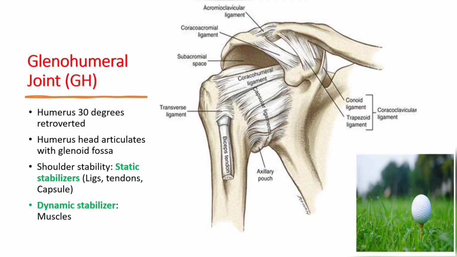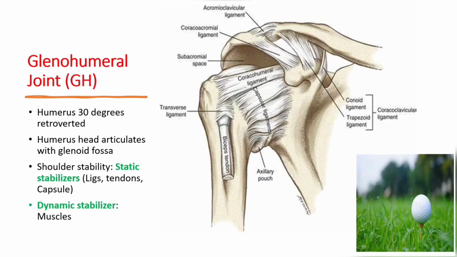And last but not least, the glenohumeral joint. It's a ball and socket joint, meaning it's convex on concave. The head of the humerus is convex and the glenoid fossa is concave. So we saw earlier that the humerus is 30 degrees retroverted, and the humerus head articulates with the glenoid fossa. In an analogy, we can compare that to a golf ball and a golf tee. So just 1/3 of the head of the humerus is in direct contact with the glenoid fossa. So that's why dislocations are a common phenomenon in the shoulder joint.